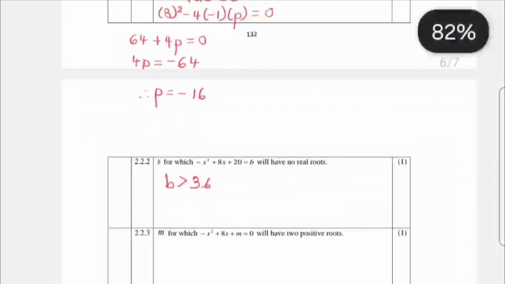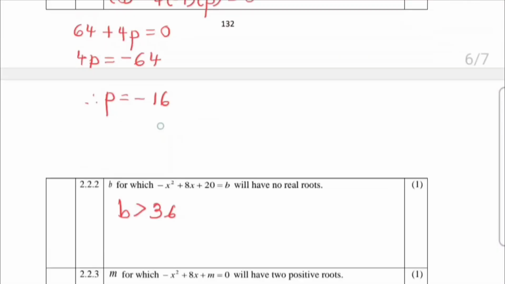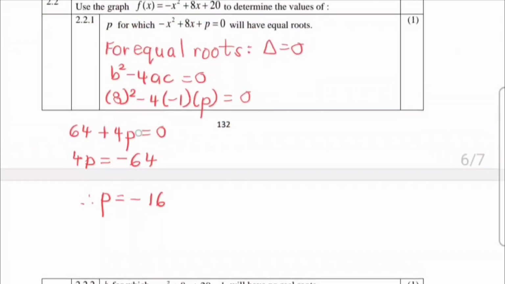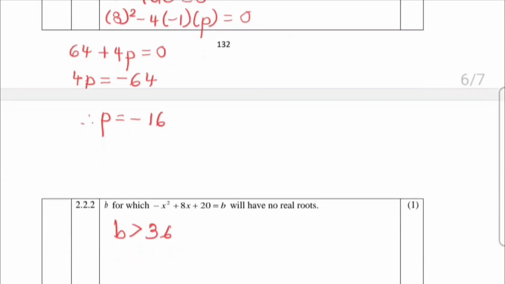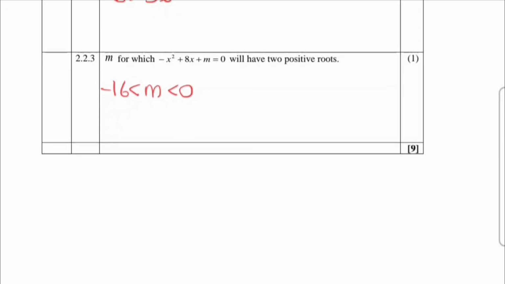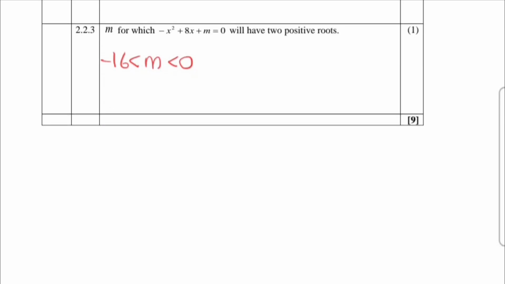So if we go back up to that, m can lie between negative 16 and 0. So that is what we will actually have as our m values.